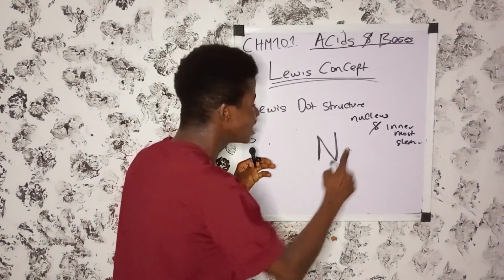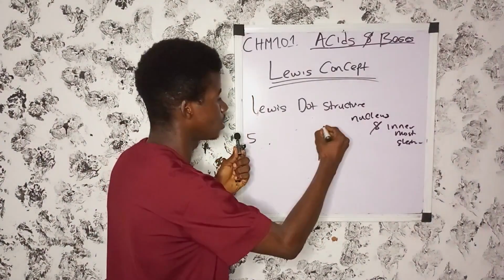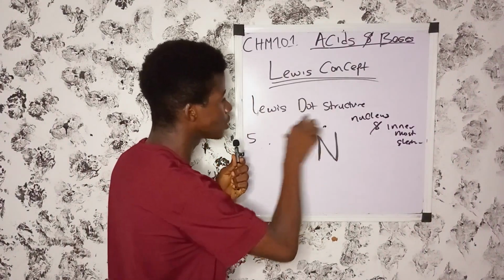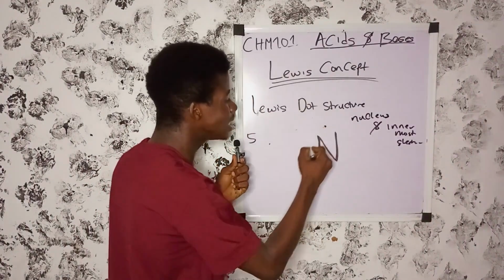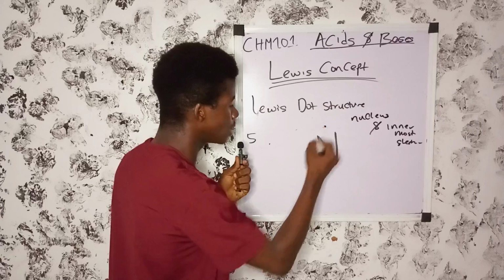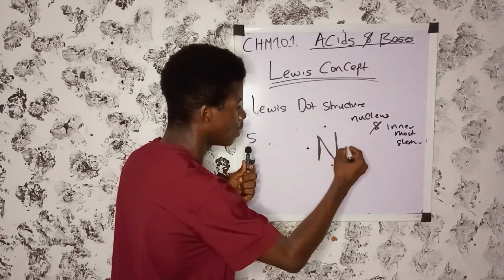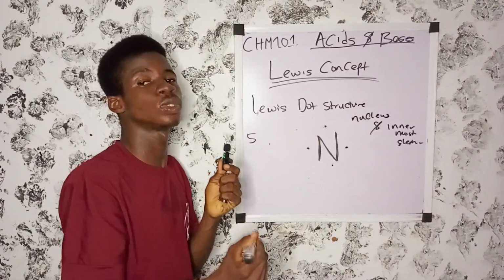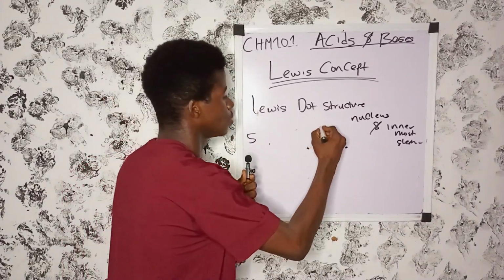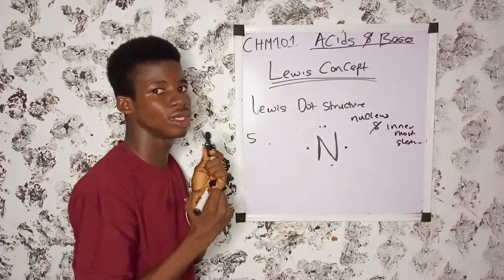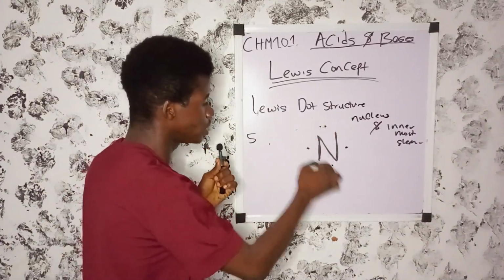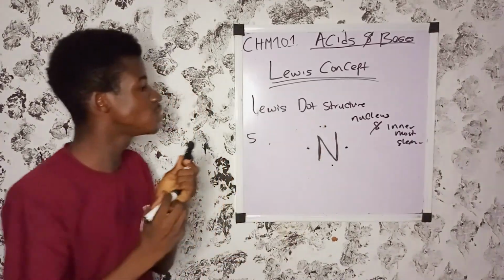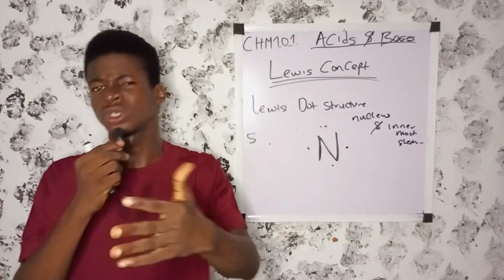So we arrange the 5 electrons as dots. That's why it's called the Lewis dot structure, as dots. We arrange them in the four corners. This is 1, 2, 3, 4. Now when there are still more electrons, we start to what? We start to pair. That is 5. This is 1, 2, 3, 4, 5. So this is what the Lewis dot structure is saying.